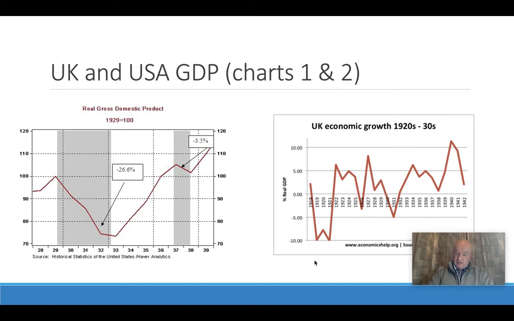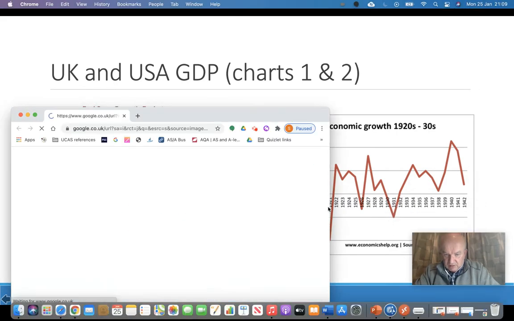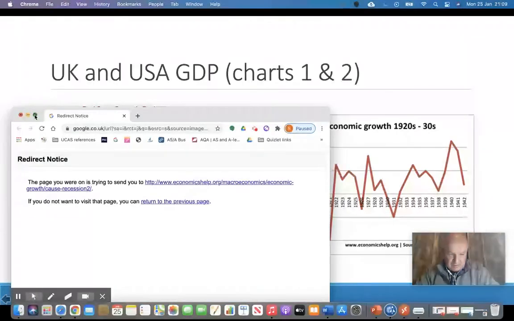If we take a look at economic growth in the 20s and the 30s in the UK, it wasn't a great deal better in some ways. You could argue that maybe it wasn't quite so bad in that percentage of real GDP or the economic growth actually during that time, round about the 30s, fell by a certain amount, as you can see.